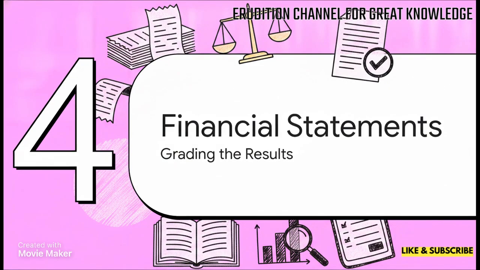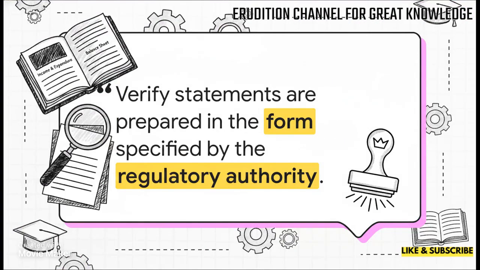And finally, Section 4, Grading the Financial Statements. The official guidelines highlight the exact, uncompromising phrasing the auditor must abide by at the very end of this process. They must verify that the financial statements have been prepared in the exact form and manner specified by the regulatory authority. There is absolutely no room for creative interpretation here. It's by the book or not at all.